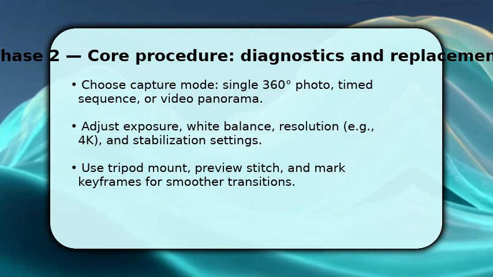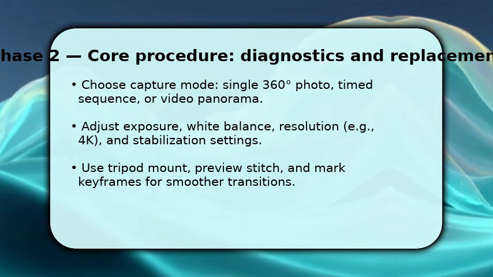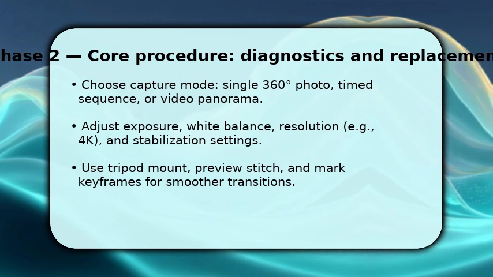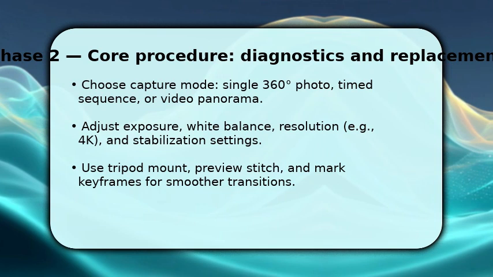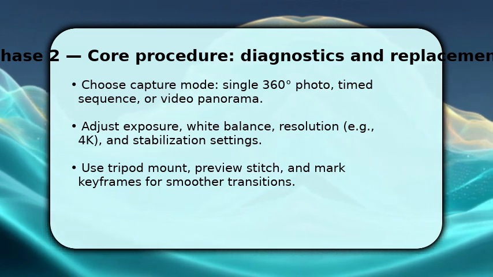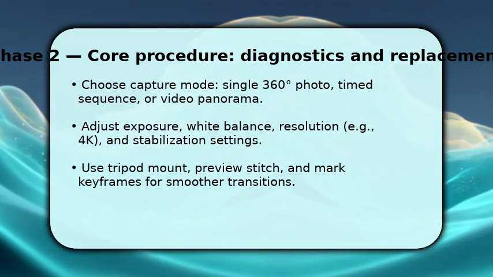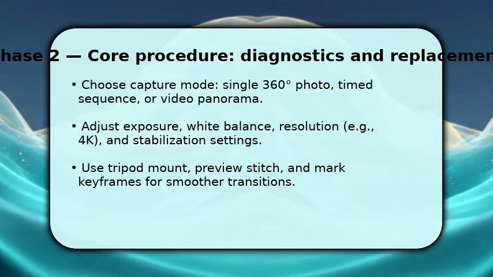Adjust exposure and white balance for consistent light, and pick resolution like 4K for sharper output. Use stabilization and a tripod mount to minimize motion blur and preview the stitch to catch seams early. Once configured, record short test clips, because small tweaks here save hours in editing.